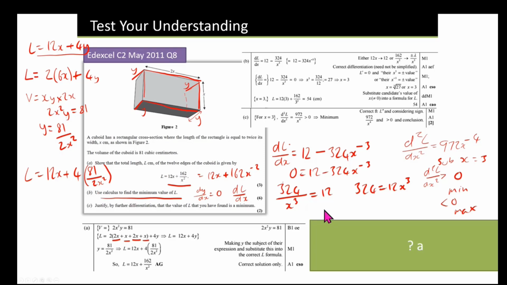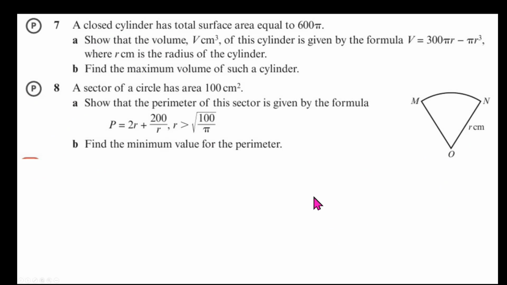So I'm going to give you some questions. So 7 is just going to build up that skill. So a closed cylinder has this. Show that the volume V, centimeters cubed of this cylinder, is given by this formula, where R is the radius. Find the maximum volume of such a cylinder.